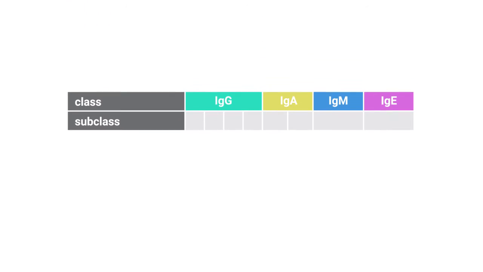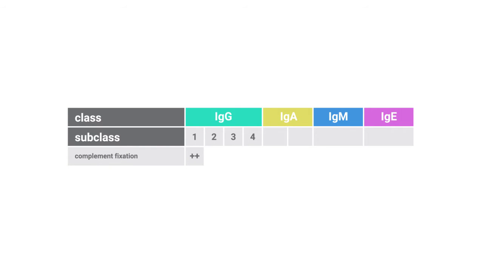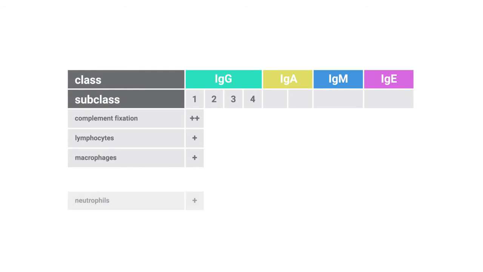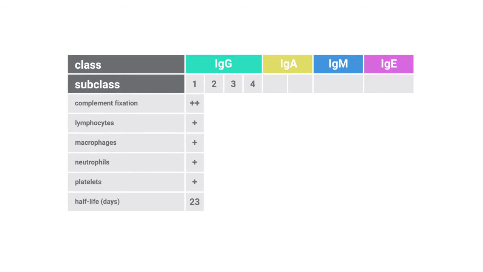If we look at the biological properties of these different subclasses and classes of antibodies, IgG can be broken down into 4 subclasses. The bulk of all antibodies in the body is IgG subclass 1. This is largely produced to induce complement fixation. This is also used to protect the fetus in fetal development and crosses the placenta. It also binds to white blood cell lymphocytes, macrophages, neutrophils, and platelets. The half-life of these is typically 23 days.